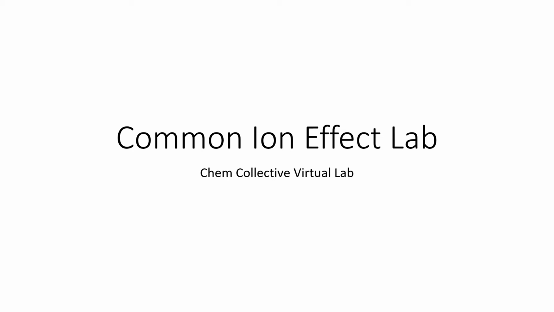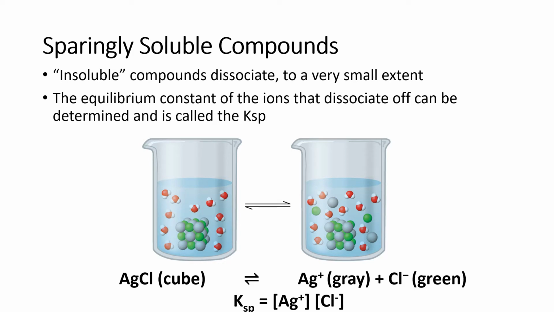So this lab will be over the common ion effect, and we will be using a virtual lab called Chem Collective. So before we go into how we're actually going to complete this lab and how Chem Collective works, I do want to briefly touch on the concepts that we're using in order to do this lab, and also it'll kind of help give you a visual on exactly what's going on, especially at the ion level.